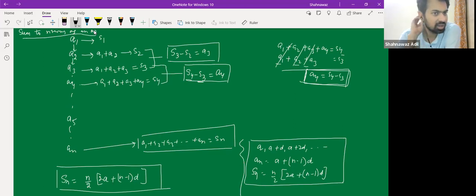So in the nth term of an AP, we had to find out the first term, the number of terms, and the common difference. To find this sum to n terms, we also need to find this n, the number of terms, this first term, and this common difference, right? So we have to identify only these three parts: first term, number of terms, and the common difference.